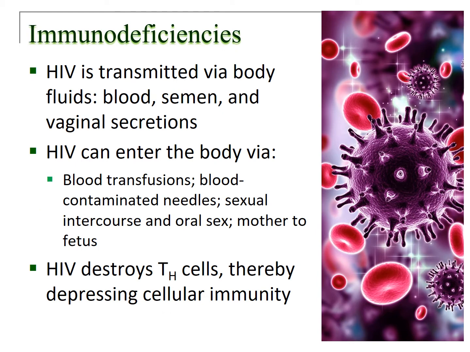HIV gets transmitted via body fluids. So this could be blood, semen, and vaginal secretions, and it can enter the body via a number of routes: blood transfusions, blood contaminated needles, sexual intercourse, oral sex, and mother to fetus transmission. And again, HIV destroys helper T cells and depresses cellular immunity. And again, we're talking about both T cells and B cells.